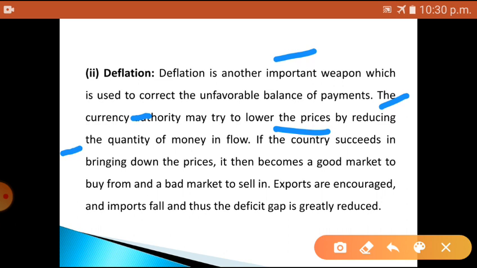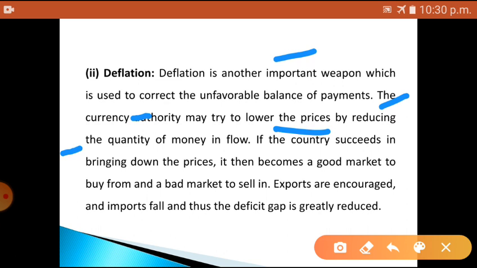If the country succeeds in bringing down the prices, then it becomes a good market to buy from and a bad market to sell to. Here exports are encouraged and imports should fall, and thus the deficit gap is greatly reduced.